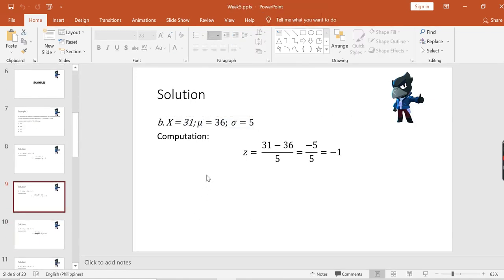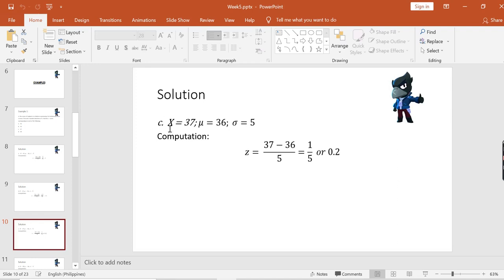Next is 31. As you can see, 31 is lower than 36, so you are expecting that the answer here would be negative. So x is 31, substituting it, 31 minus 36 over 5, that's negative 5 over 5, that is negative 1. Pretty straightforward, right?